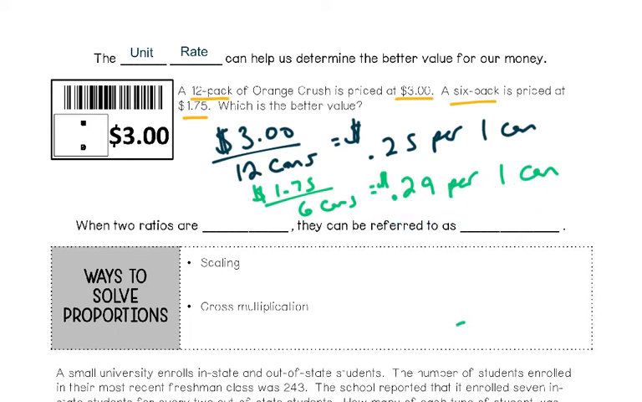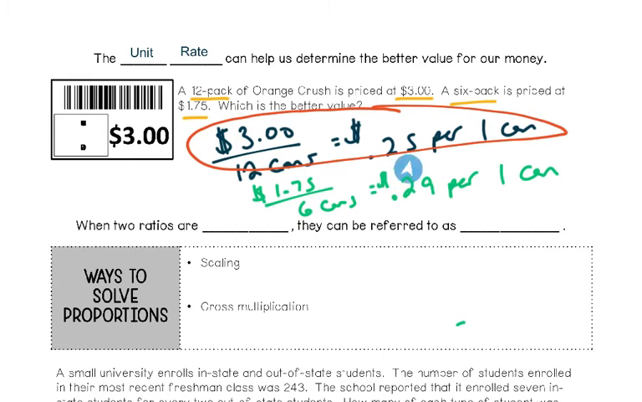When I look at these two comparisons, now I can see that the 12-pack is the better deal because it's cheaper per one can. Even though it's cheaper by only 4 cents, that's still a deal. And when you're looking at this in real life, instead of buying two 6-packs, you would just want to go ahead and get the 12-pack here. So using unit rate, we can determine the better value for our money.